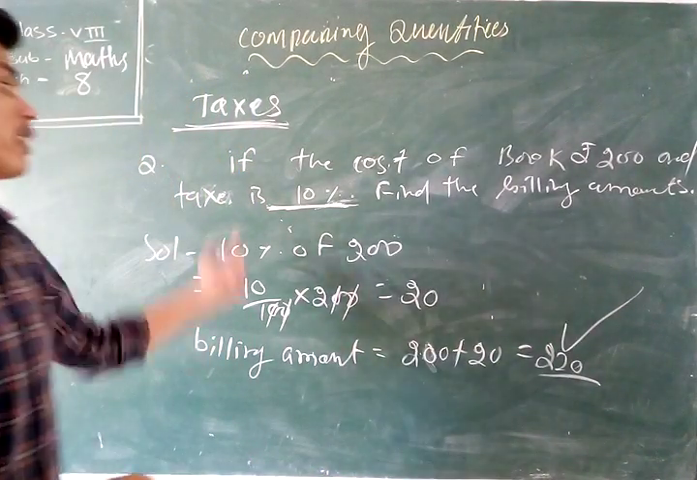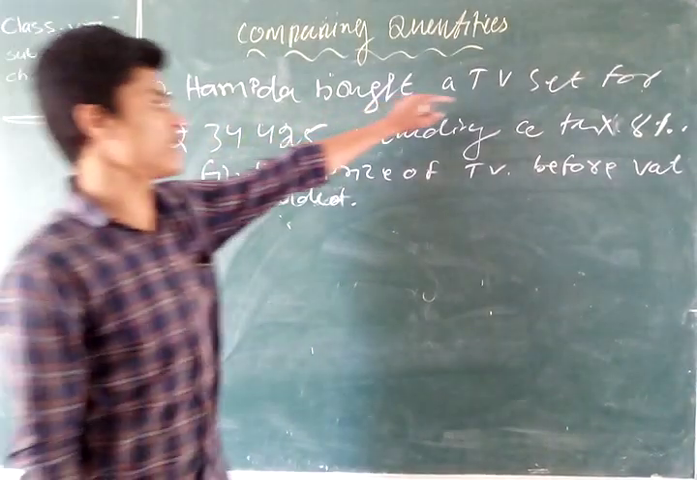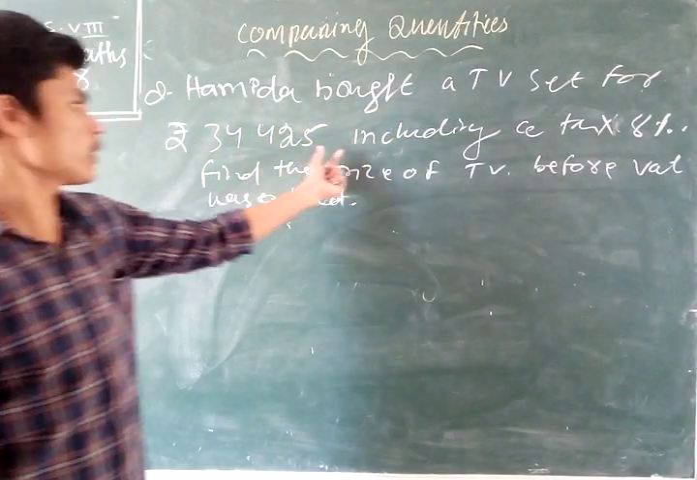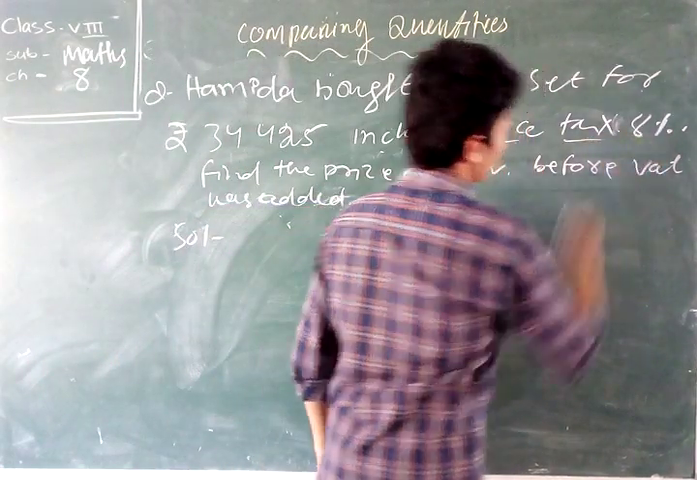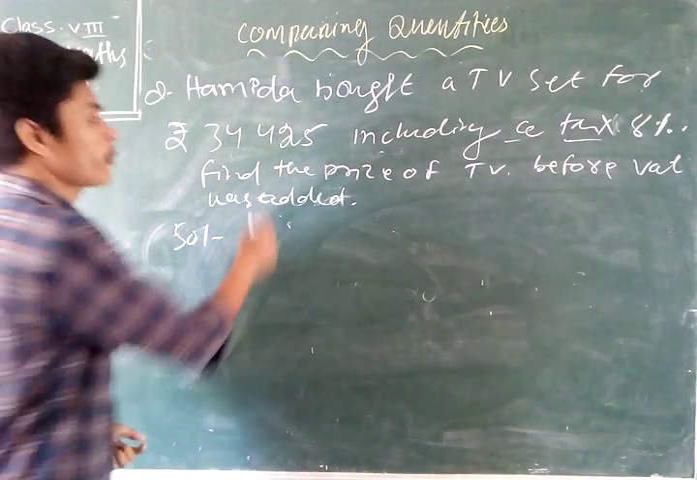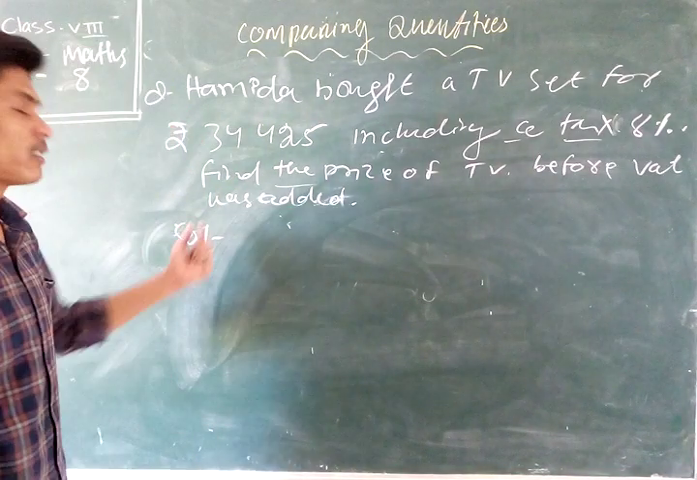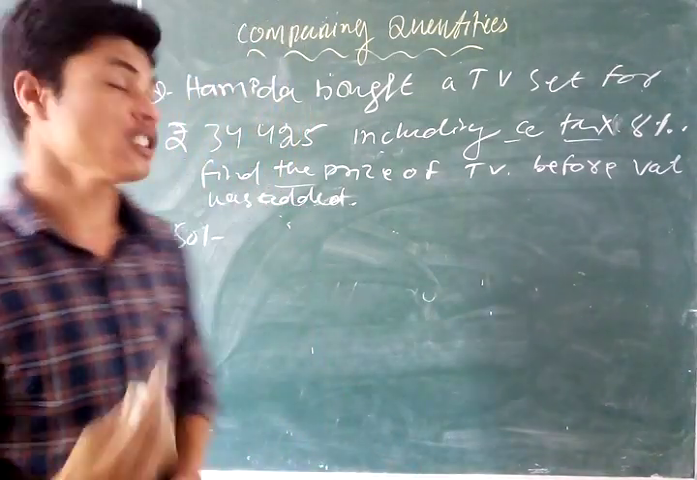Okay, we will take another example. Here the question is that Hamida bought a TV set for 34,425 rupees, including a tax of 8%. Tax 8% is already included in the TV set price. Then find the price of the TV before the VAT tax. That means we have to find the purchasing price of the TV before VAT.